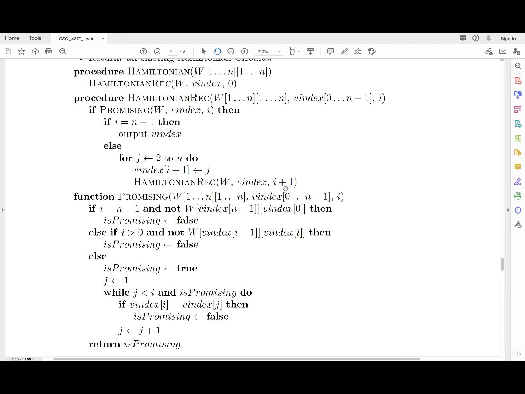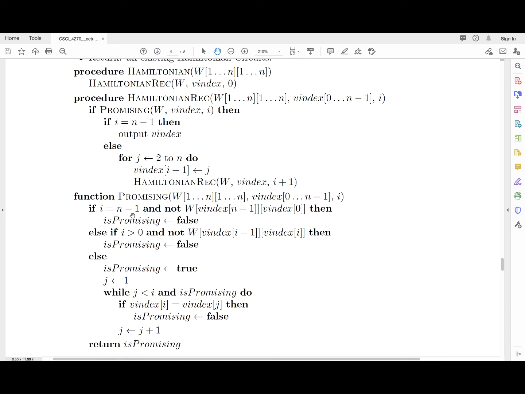In the promising function, first of all, we have to check if i is equal to n minus 1. That means the start node is equal to the last node. If this is the case, we have to check that the start and the last should be the same. Otherwise, promising should be false.